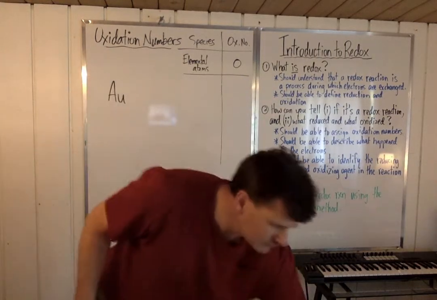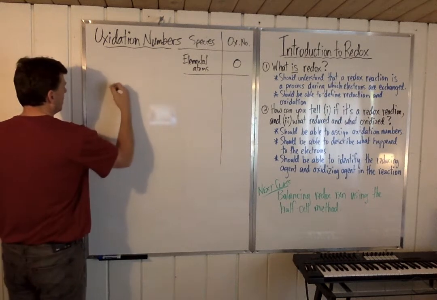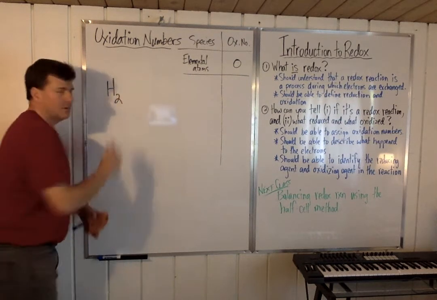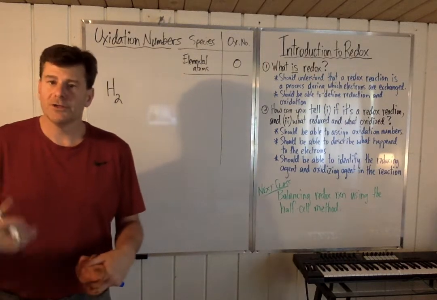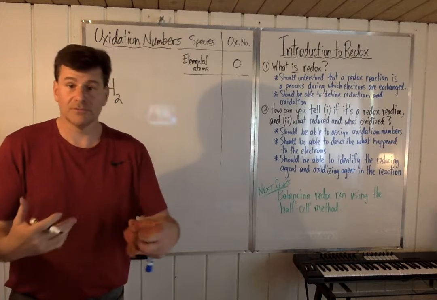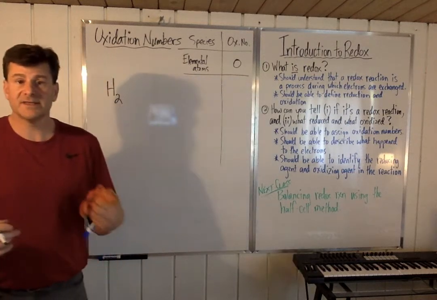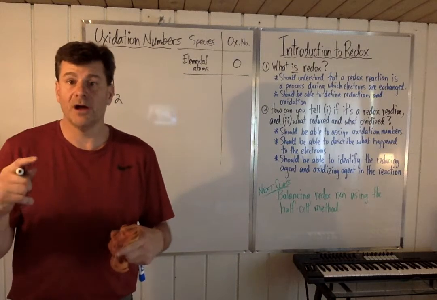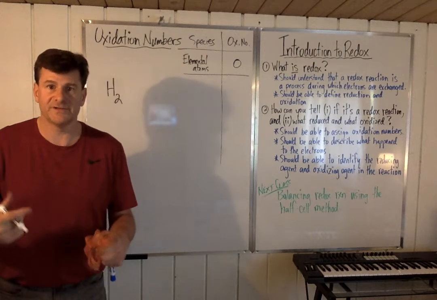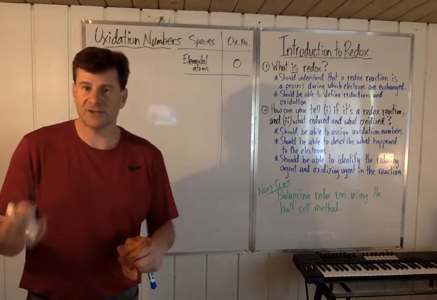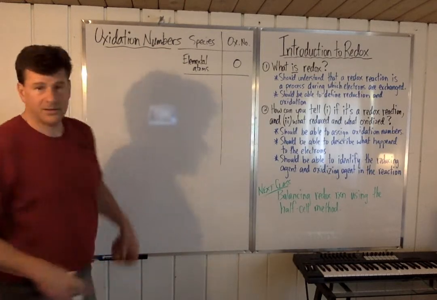What if you're talking about a diatomic element? So you're talking about H2, because hydrogen gas floats around as a diatomic. And so you've got 2 atoms of hydrogen covalently bonded to each other. So what is the oxidation number of that? Well, each atom of hydrogen in that molecule of diatomic hydrogen has an oxidation number of 0. It doesn't matter what you have.